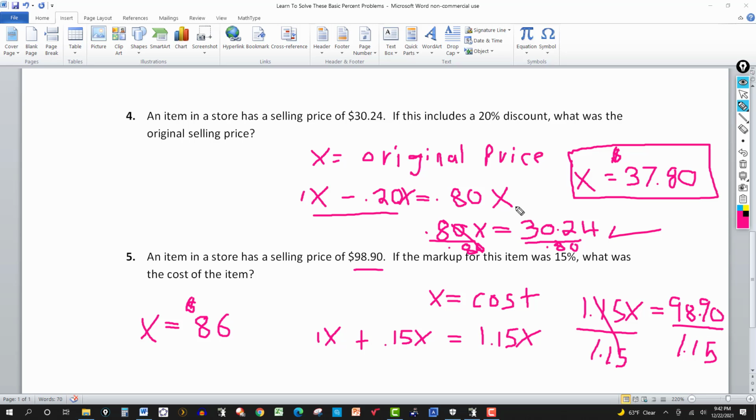So again, it's still set up based on the formula P is equal to BR. Because all you're doing is taking the base times the percent. In this case, it's 115%. Equals to what value? In this case, the 98.90. So the original cost is $86.